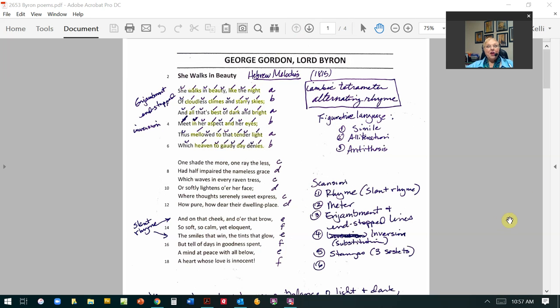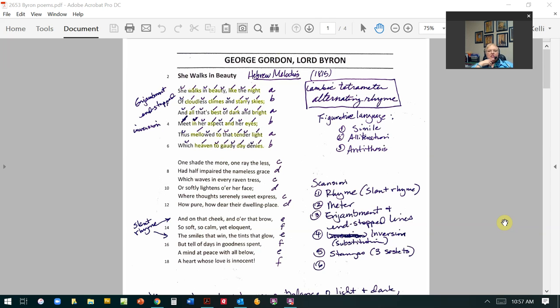Hi, so let's look at Byron's poems that you read for this unit. So you can see, like I did in the previous videos, I've given you the poems and I've tried to scan them and written some themes on the pages. So first one is She Walks in Beauty.